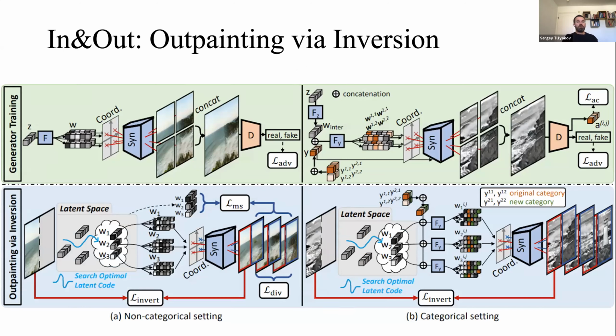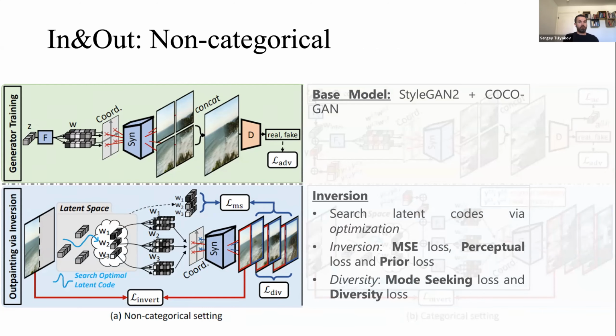There are two settings here. One is categorical and one is non-categorical. Categorical is on the right, non-categorical is on the left. We'll look through the non-categorical first. In a similar way as we saw in CoCo-GAN, we sample a latent, project it to the W space, and spatially replicate this W space, augment it with coordinate conditioning, generate each patch separately, concatenate, and then train a discriminator. So we have a patch-based generator. Now that we have this patch-based generator, we can actually perform inversion.